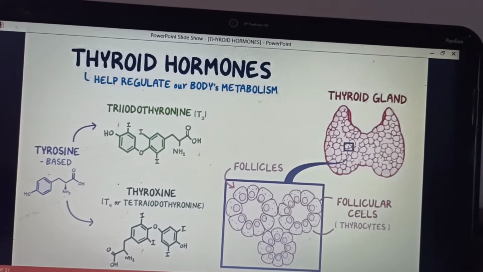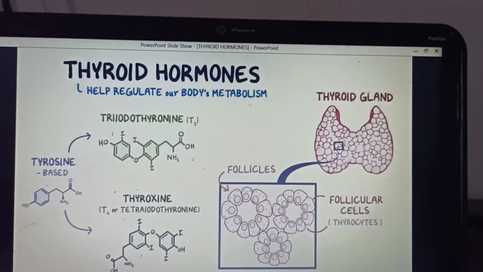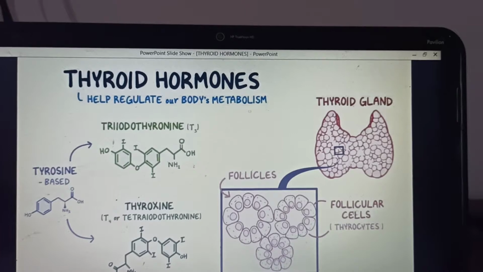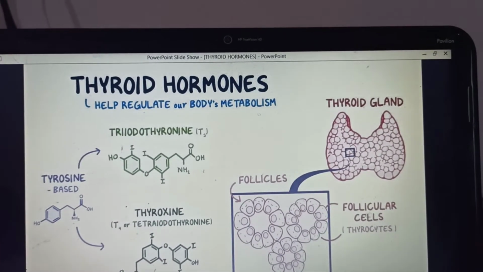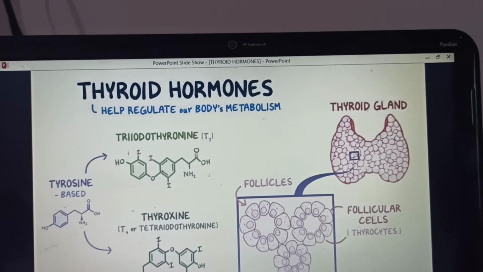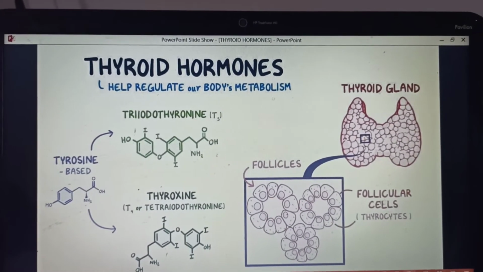Now this slide shows the thyroid gland. Thyroid gland contains the follicular cells, follicles. Follicles are lined by the follicular cell, that is known as the thyrocytes, and inside the follicles there is a lumen containing the colloid.